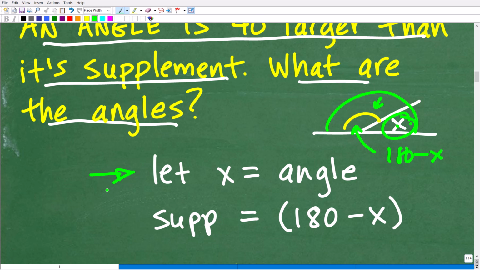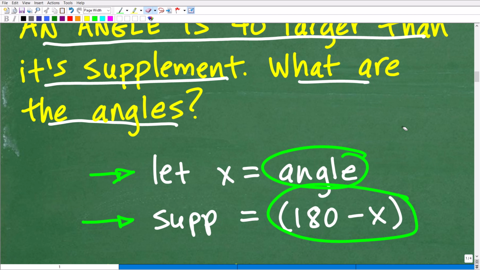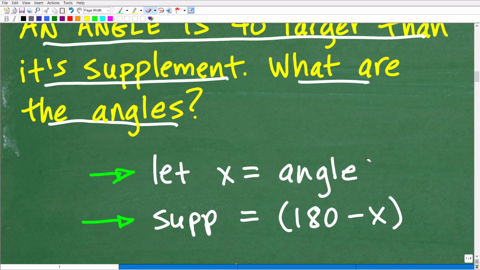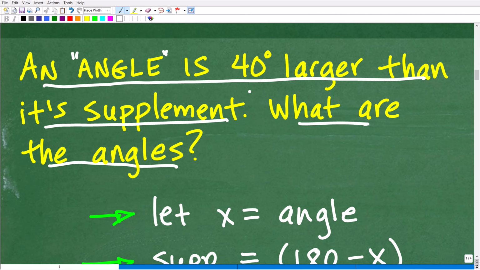So here is the angle, and this would be its supplement, 180 minus x. So angle x and 180 minus x. Now that we have some variable expressions, what we need to do is connect the dots by reading the rest of the problem. So this part of the problem comes into play.